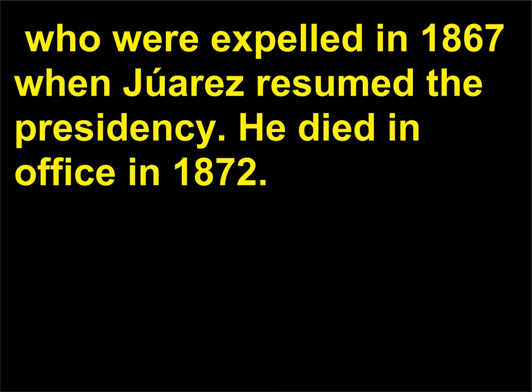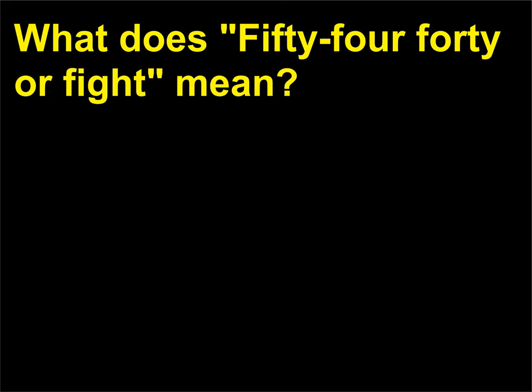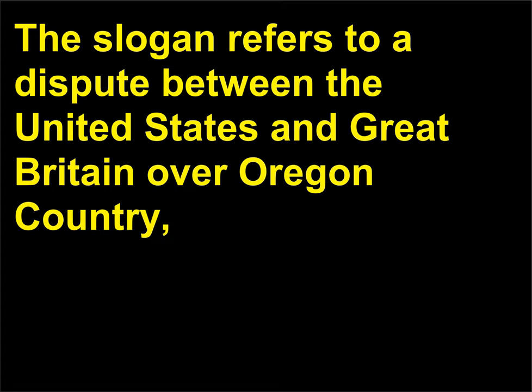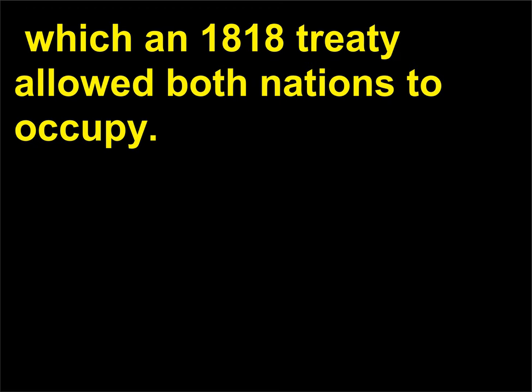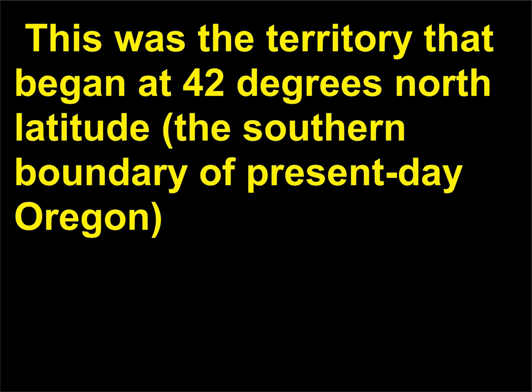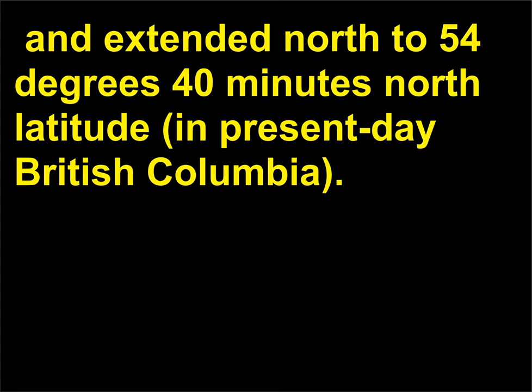What does 54-40 or fight mean? The slogan refers to a dispute between the United States and Great Britain over Oregon Country, which a 1818 treaty allowed both nations to occupy. This was the territory that began at 42 degrees north latitude, the southern boundary of present-day Oregon, and extended north to 54 degrees 40 minutes north latitude, in present-day British Columbia.